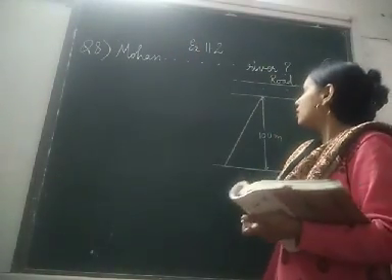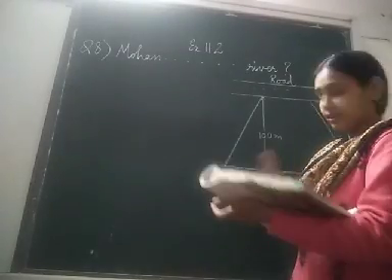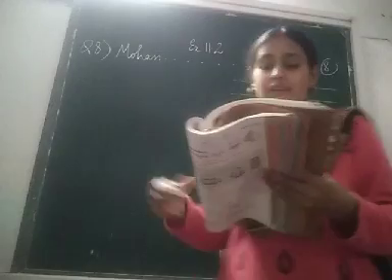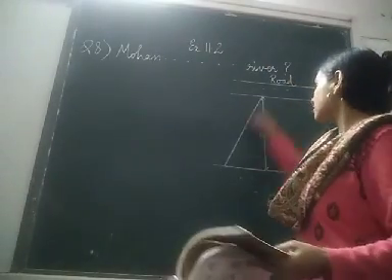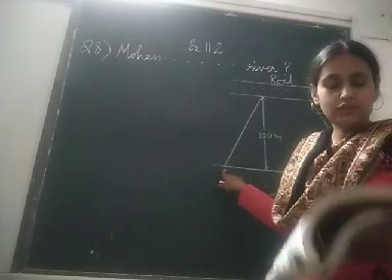Children, now we are starting with question number 8 for exercise 11.2. As you can see, I have made the diagram also for you all. I'll read the question. Mohan wants to buy a trapezium shaped field. You can see this is the shape of the field which is in the shape of a trapezium.